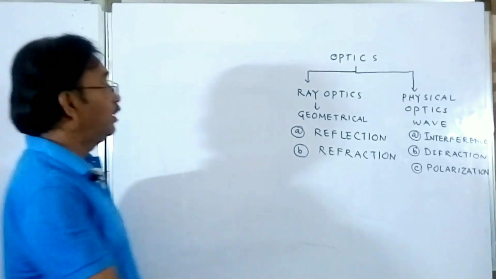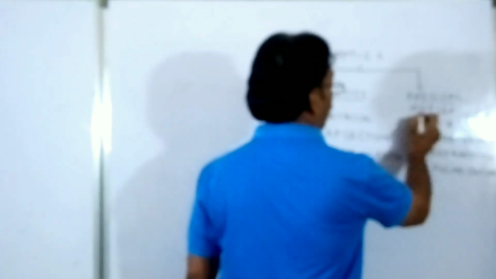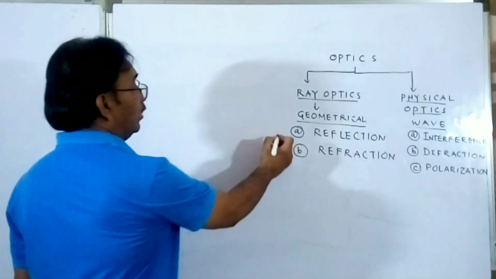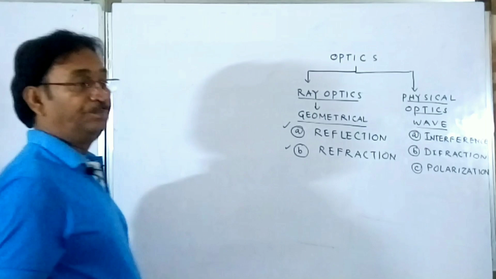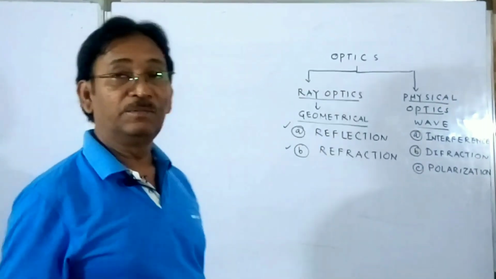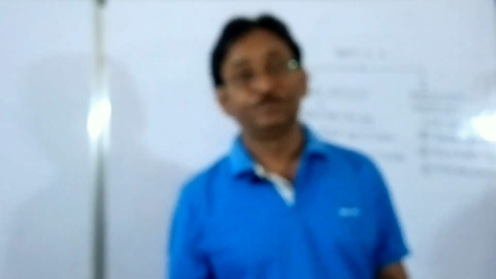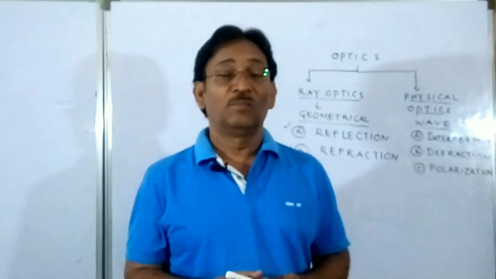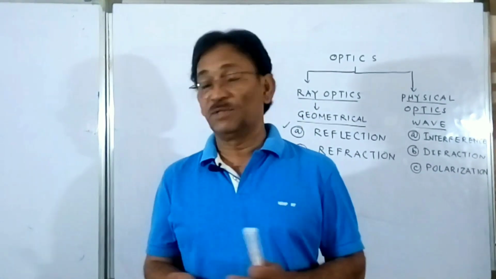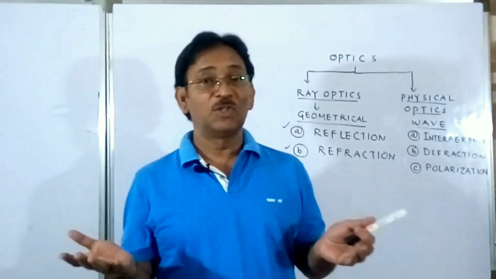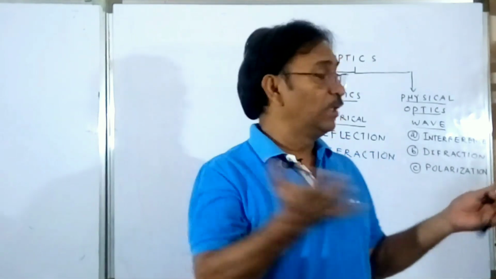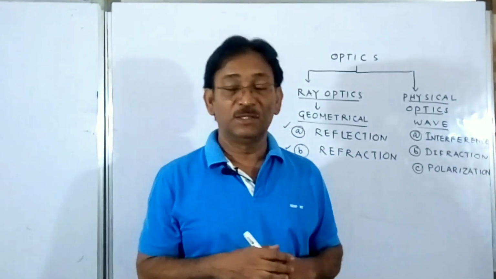These are the two branches of optics. One is ray optics and the second is physical optics, or we can call it wave optics. Ray optics is geometrical optics, and here we learn about reflection and refraction. First of all, we have to understand what is meant by reflection. Reflection is a daily phenomenon. We observe it in various cases. You are able to watch me because of reflection of light, and we are watching the things around us because of the reflection of light.